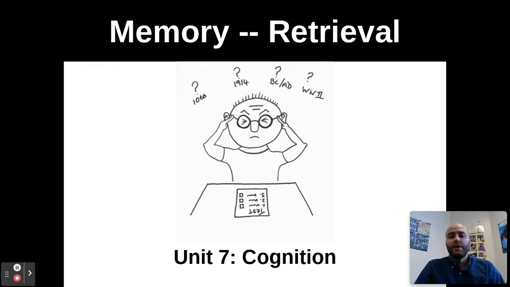Today we are finishing up our discussion of memory with retrieval. We've talked about the intro to memory, the different phases, talked about encoding, storage. Today we hit retrieval.